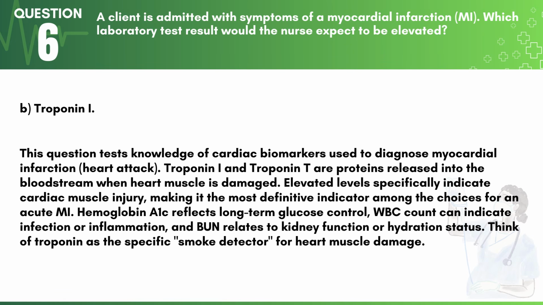Hemoglobin A1C reflects long-term glucose control, WBC count can indicate infection or inflammation, and BUN relates to kidney function or hydration status. Think of troponin as the specific smoke detector for heart muscle damage.